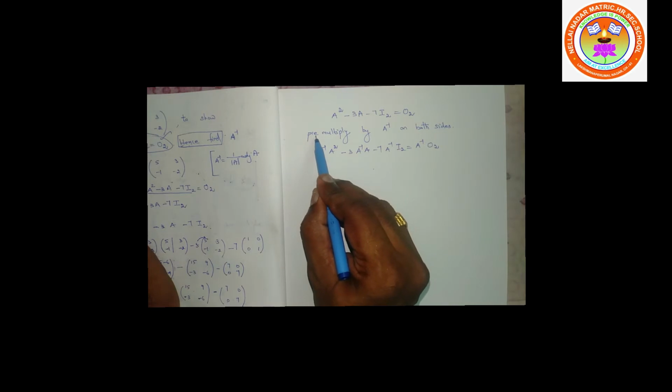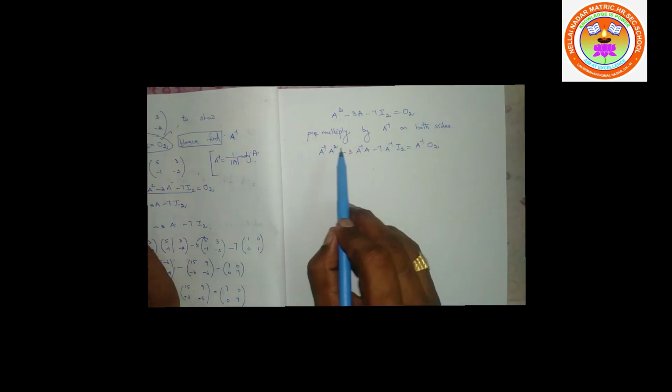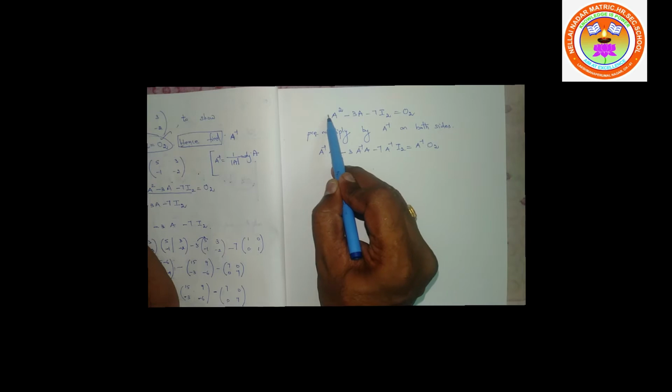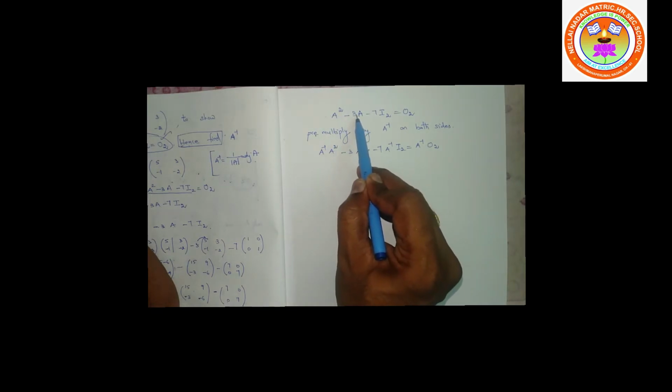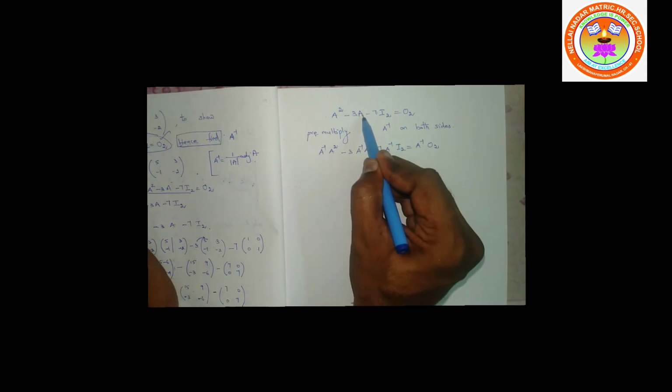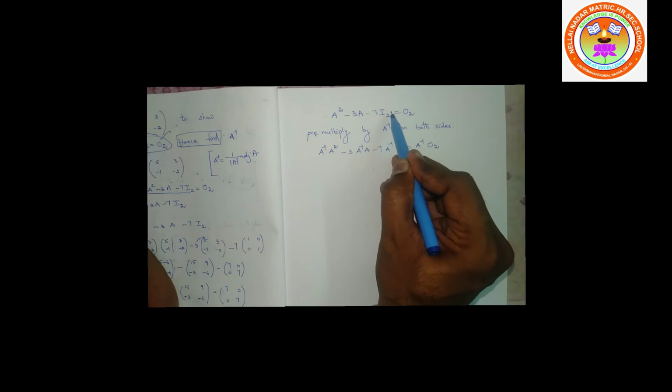Listen carefully. I will tell you once again. You can do pre-multiply or post-multiply. Pre-multiply means I need to multiply A inverse before this A square, before this A, and before I2. Post-multiply means after A square, A inverse; A into A inverse; I2 into A inverse; O2 into A inverse. You can do anything, you will get the correct answer. You can do pre-multiply or post-multiply A inverse on both sides, then only you will get the answer.